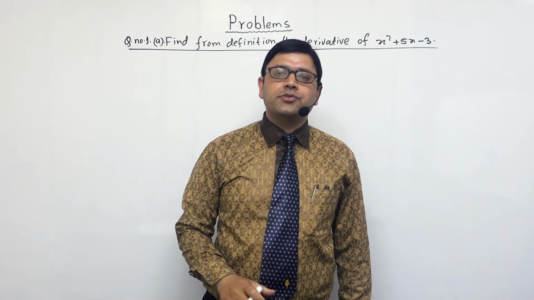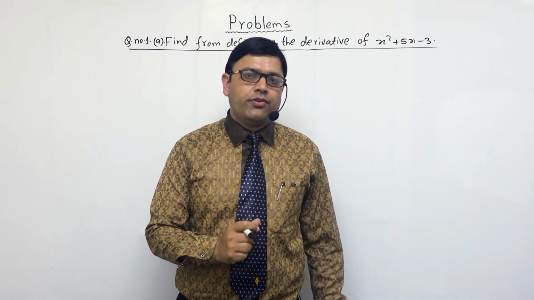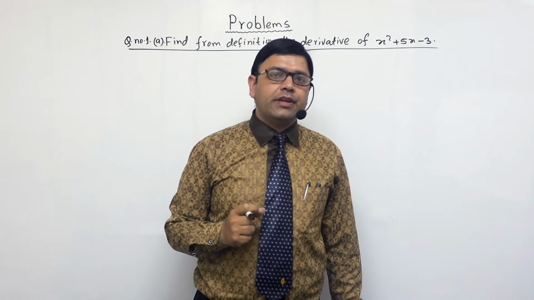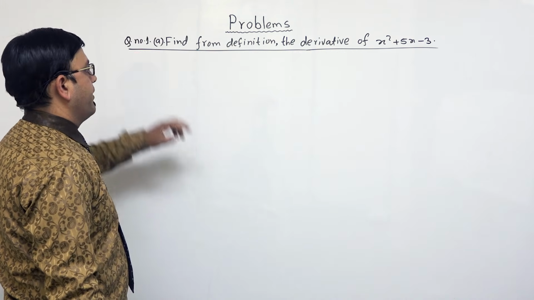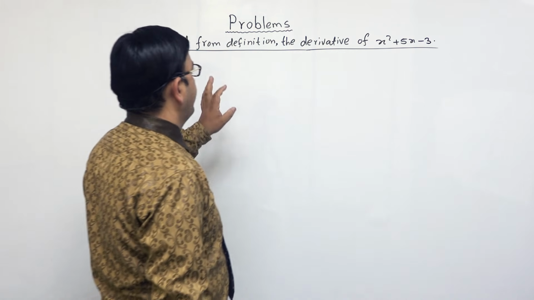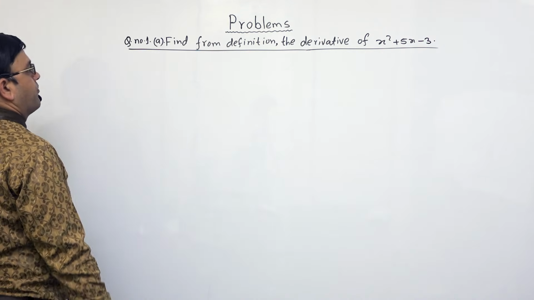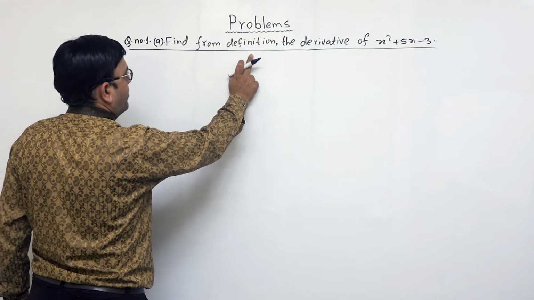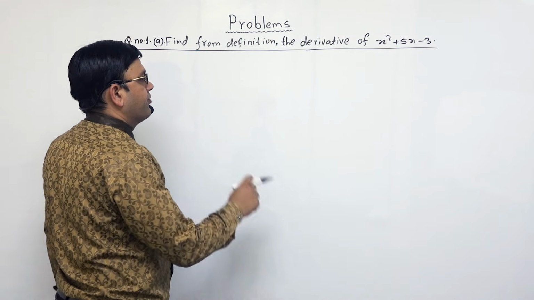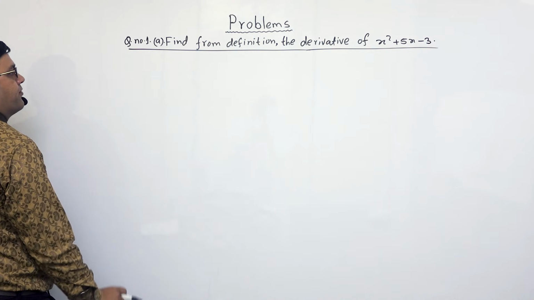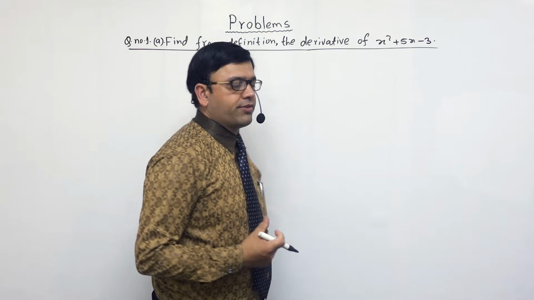Students, now we are going to solve problems related to derivatives. We have to focus on problems in derivatives. So our first question number 1a, we are focusing on the derivative from first principle. So here find from definition the derivative of x square plus 5x minus 3. What is the derivative of x square plus 5x minus 3 from first principle method?